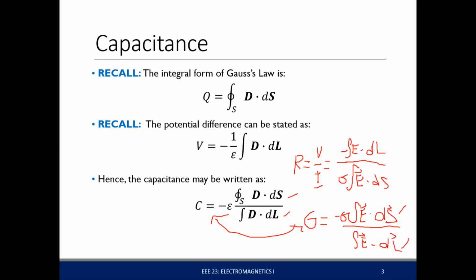But let's just stop the discussion here, just pointing out the similarities between them. It's kind of amazing. Anyway, forget all about that for now. Let's focus on this one. Capacitance is basically a closed surface integral of your electric flux density divided by the line integral of your electric flux density, multiplied by a factor of your epsilon. So the capacitance is actually dependent on the type of material.